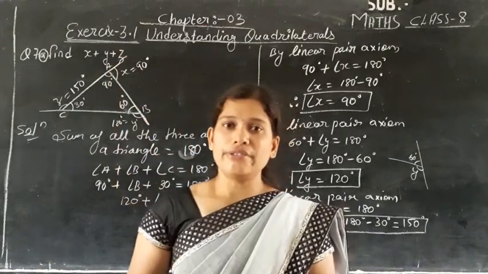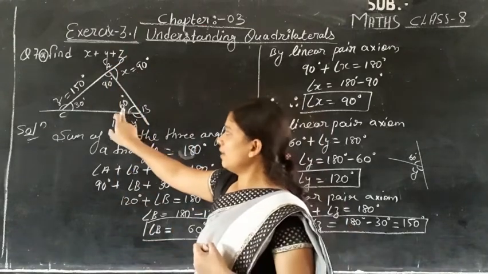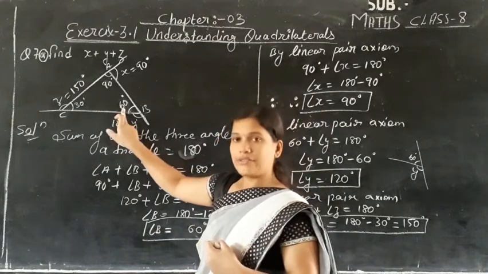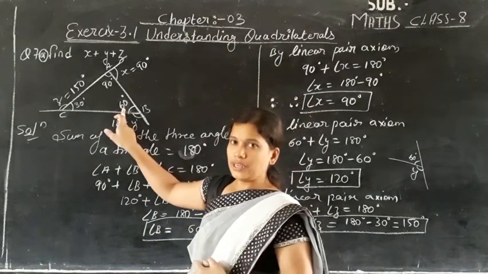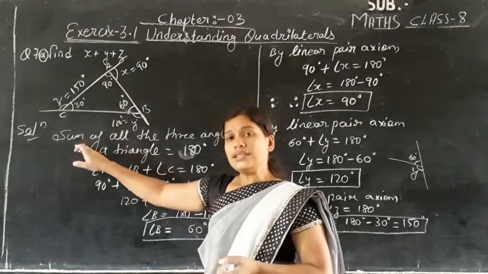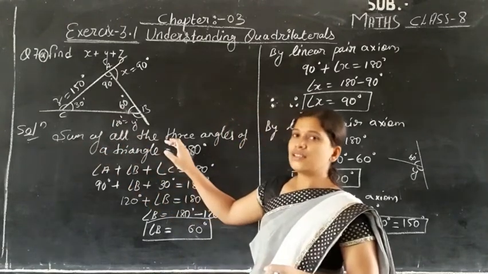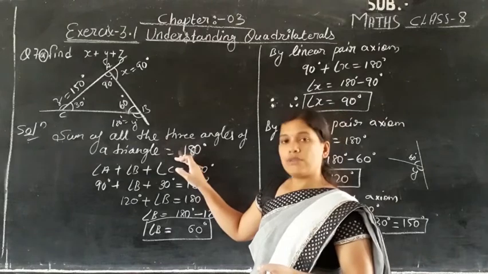So what we did, we first found the interior angle. How did we find it? By using the angle sum property. What is the angle sum property? That is, the sum of all the three angles of a triangle will be equal to 180 degrees.